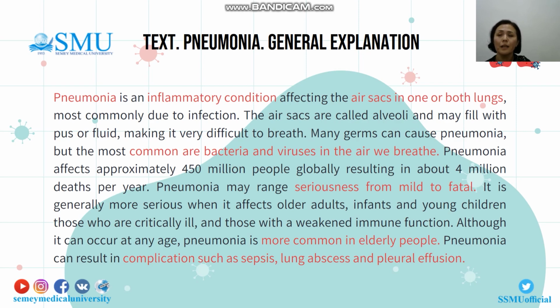Pneumonia affects approximately 450 million people globally, resulting in about 4 million deaths per year. Pneumonia may range from mild to fatal. It is generally more serious when it affects older adults, infants and young children, those who are critically ill, and those with a weakened immune function. Also, it can occur at any age. Pneumonia is more common in elderly people. Pneumonia can result in complications such as sepsis, lung abscess, and pleural effusion.